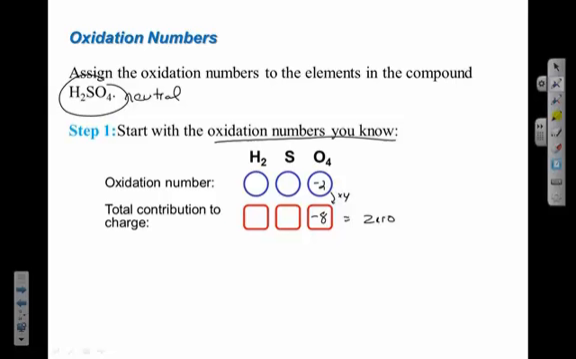Looking at that list of rules going down, the next thing tells me that hydrogen should be plus 1. And if I've got 2 hydrogens, that's going to add up to a total of plus 2. So then I know for the sulfur, when I add that together, I need a plus 6 so that the sum will add up to 0. And since I only have 1 sulfur, I divide by 1, and I get a plus 6 for the sulfur's oxidation state.